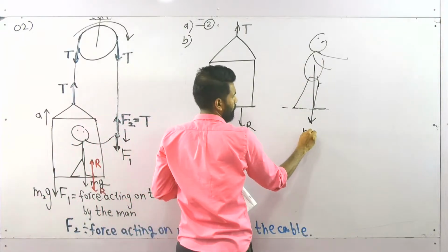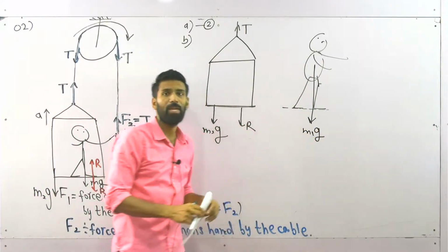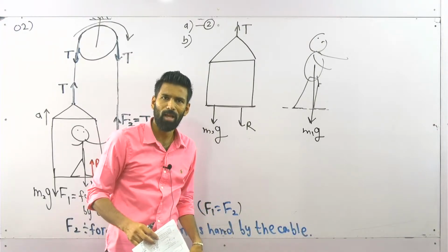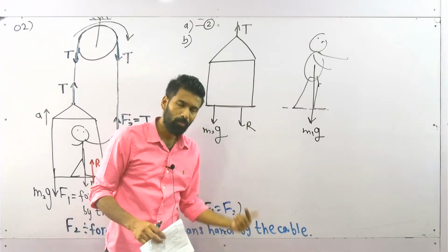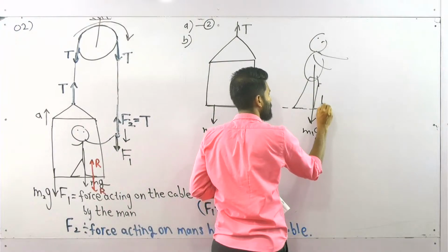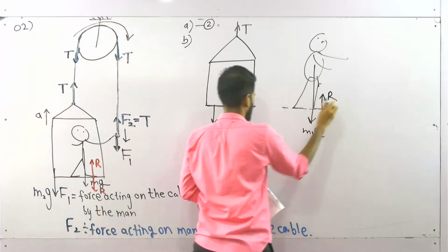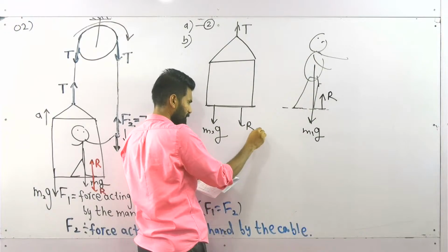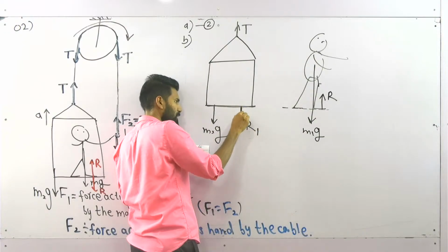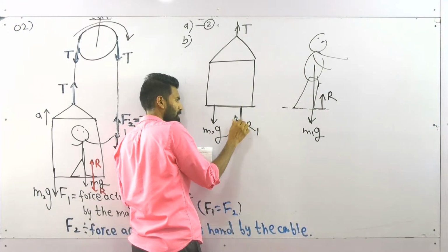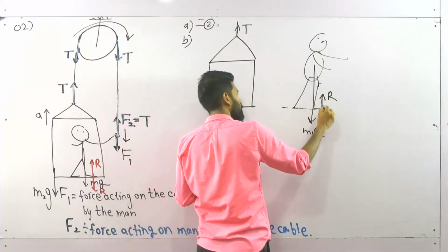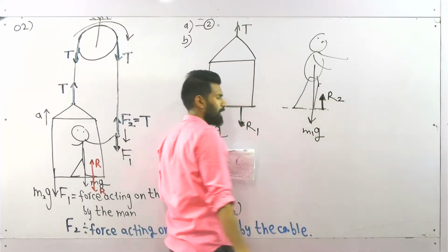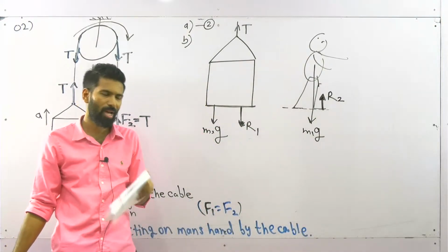It's marked as m1. And when he touches the ground, he creates a normal reaction force downward, and from the ground there will be a normal reaction force upward on his leg. It's equal to this. This is marked by R1, the force acting on the cable downward. It's R1, the force acting on the man upward, the other normal reaction component. They asked to mark it by R2, but we know they are equal.